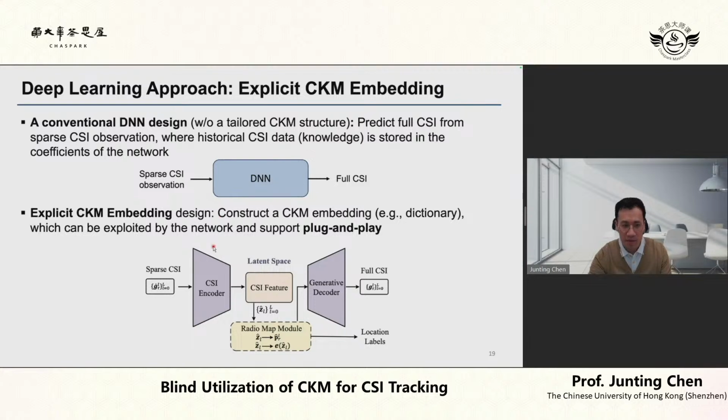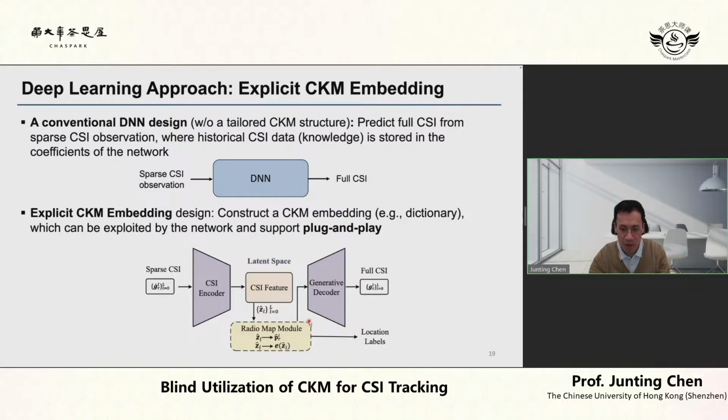Now, what makes our design different from the conventional design is that we try to use a standalone CKM structure, right? We call it the CKM embedding. It is essentially a dictionary where we have a bunch of high-dimensional vectors, where each vector represents some CSI feature attached to a specific location.